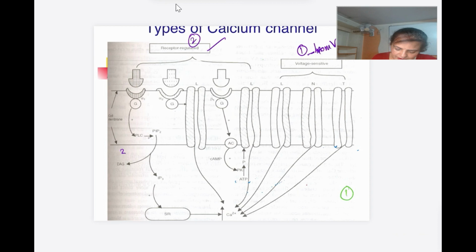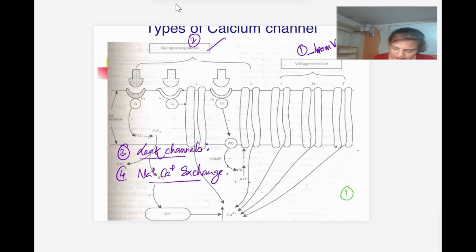Number 3 is the leak channel. So there would be leakage, or a stretch channel. Because of the stretch, the channel opens and the calcium leaks from that channel and moves inside, and it comes out with the help of calcium ATPase. Then a fourth one is the sodium calcium exchange.